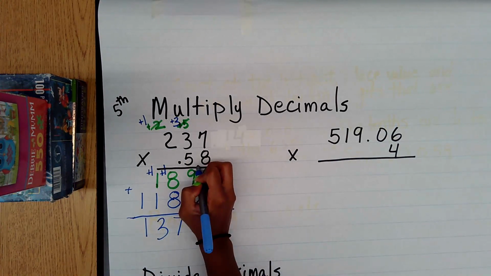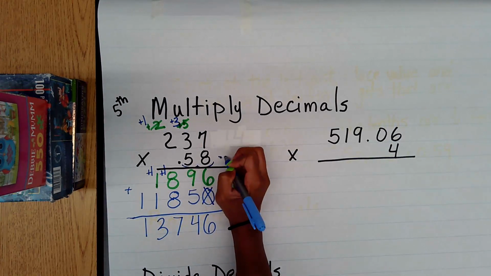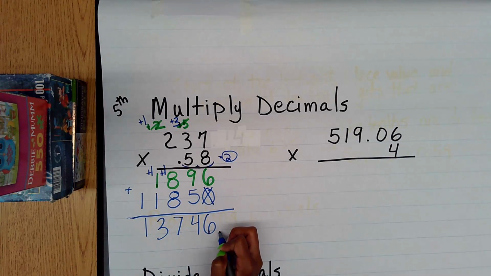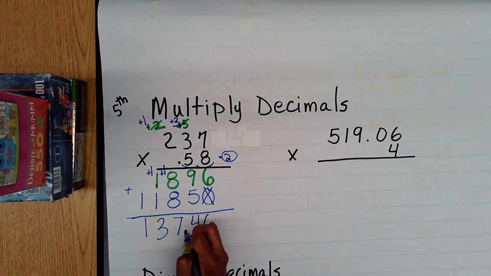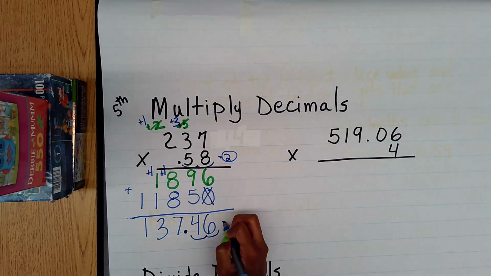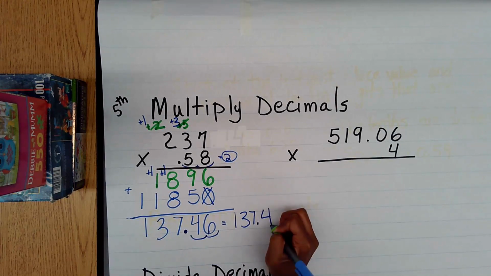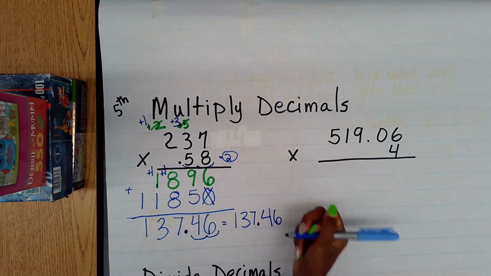So I have 1, 2 jumps. I'm going to take that product and I'm also going to make 2 jumps. 1, 2, and then drop my decimal point. So a final answer of 137 and 46 hundredths.